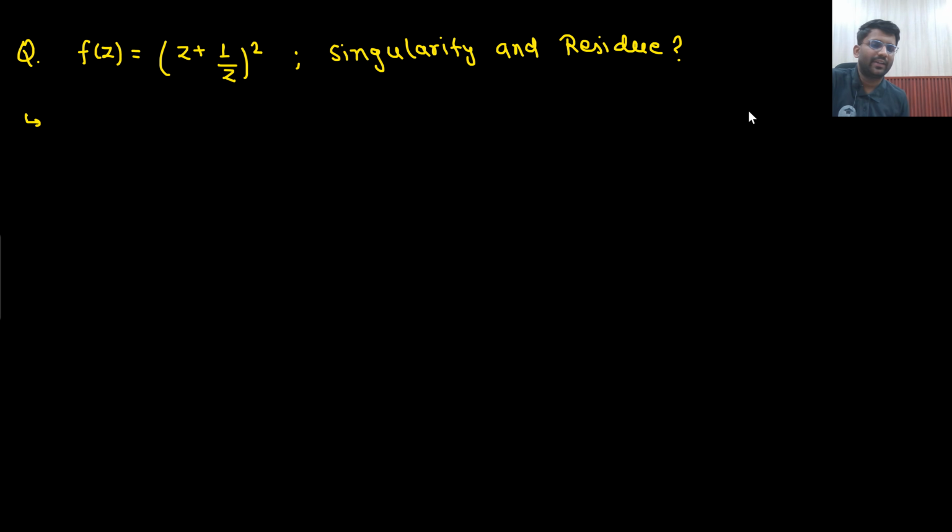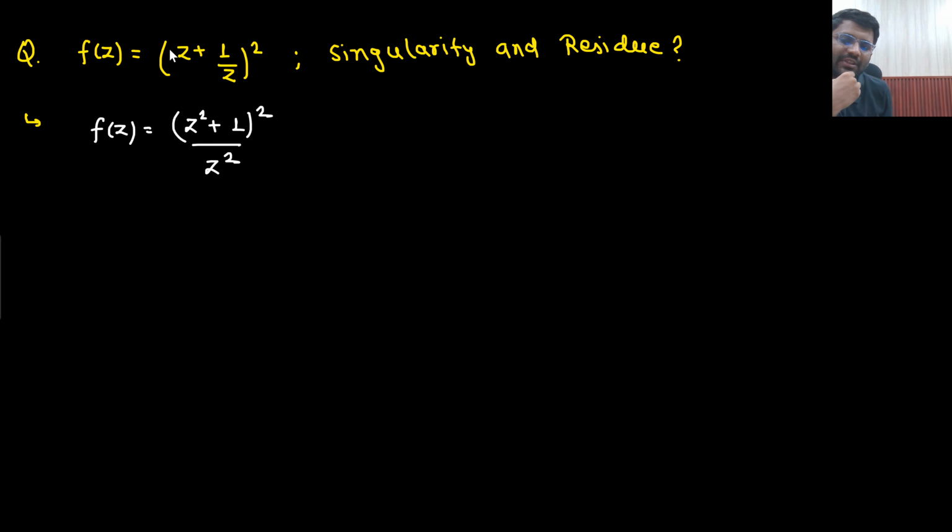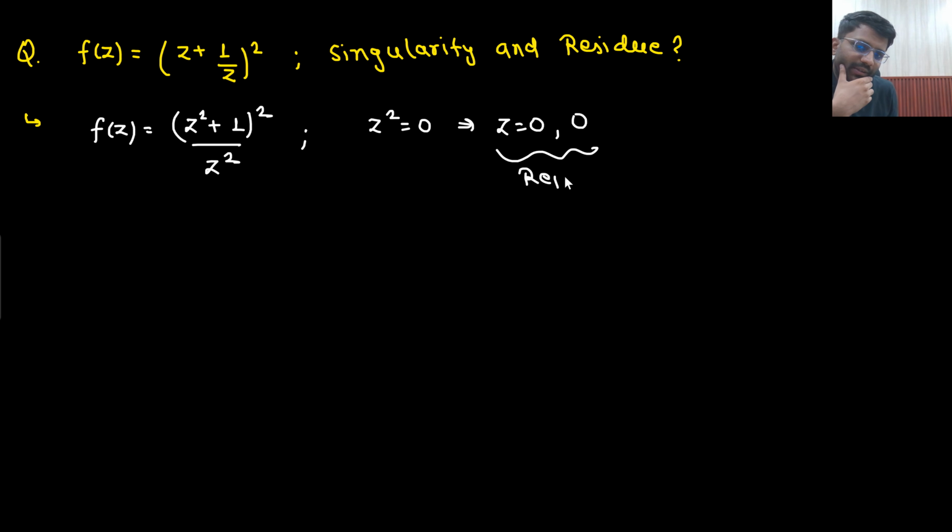Singularities and residue. Not very tough, it is very simple only. So what is your f of z? Let's write it down in a good way. So f of z is coming out to be z square plus 1 divided by z, and this whole square I am taking, so z square plus 1 whole square divided by z square. This is what we are getting. Where is the problem? The problem will be when your denominator is coming out to be 0, which is z square being equal to 0. That means the problem will be at 0 comma 0. That means z equals to 0 will be repeated poles.